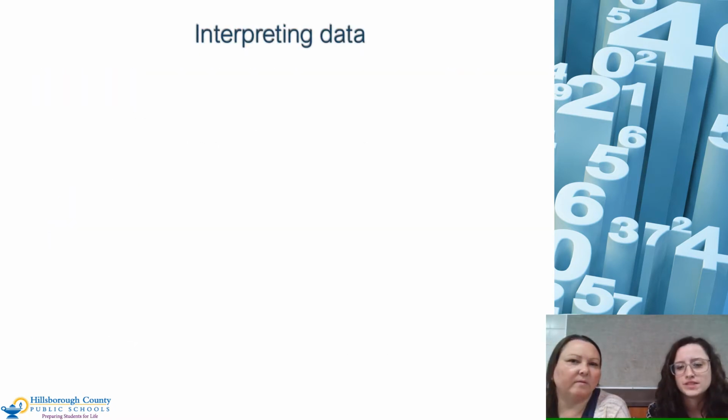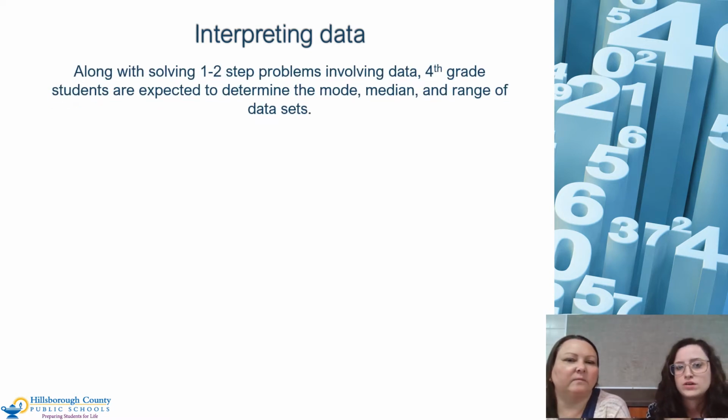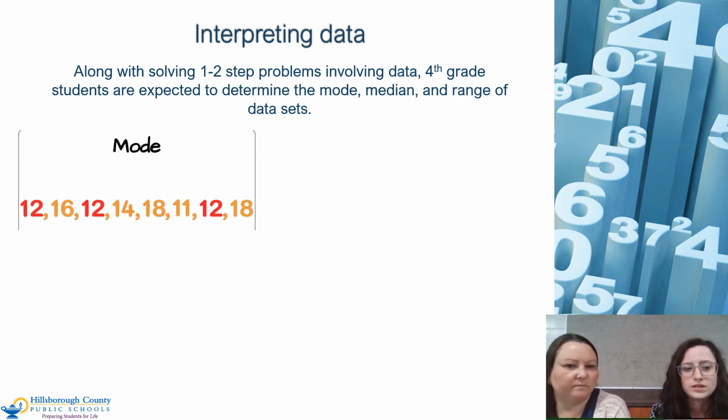Once students can represent the data, they'll then start to interpret the data. So they are expected to solve one to two step problems, but they're also expected to be able to determine the mode, the median, and the range of individual data sets. So the mode is shown here, and the mode is the value in the data set that is repeated the most. So for this data set, 12 is repeated 3 times, that would be our mode.